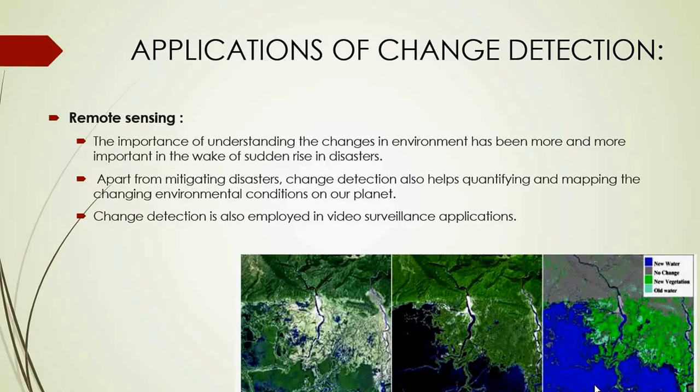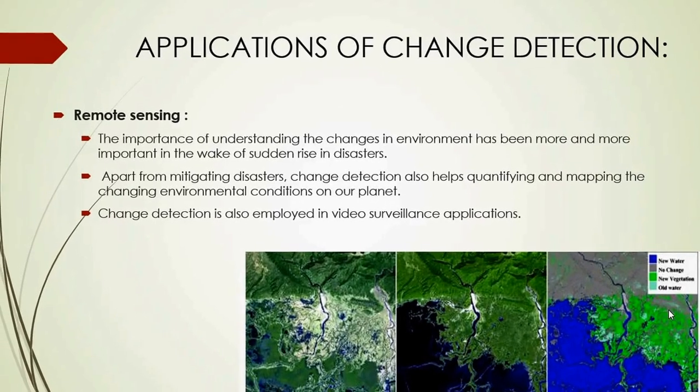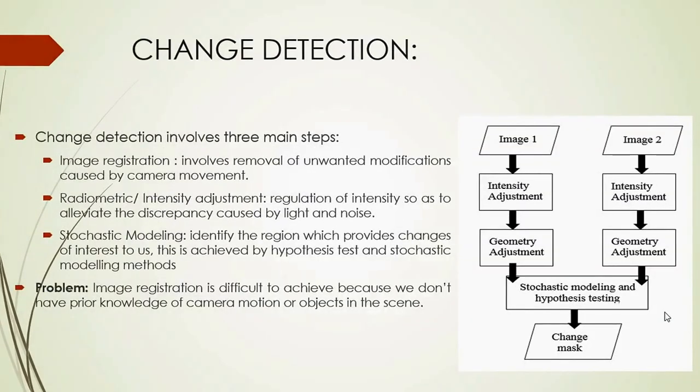If we see this picture, it shows the regions where new water has emerged, the gray area is the one where there's no change, the green region is where vegetation is, and the light blue regions, the smaller regions here, are what did not change too much. So it really helps in getting the overall view of what has changed.